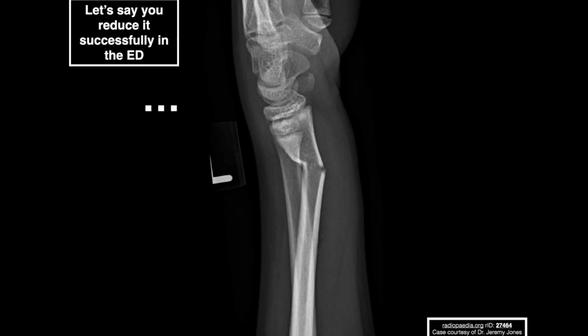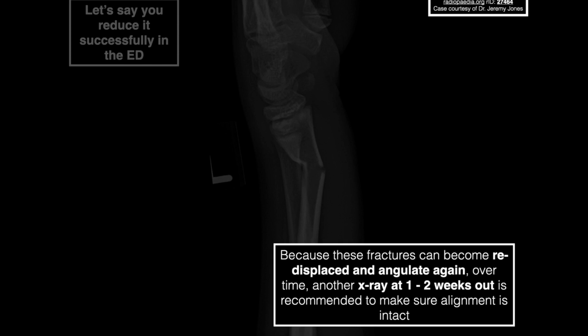Let's say you're able to successfully reduce the fracture in the ED. Because these fractures can become displaced and angulated again over time, another X-ray at 1 to 2 weeks out is recommended to make sure alignment is intact.